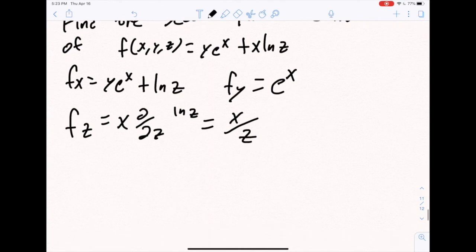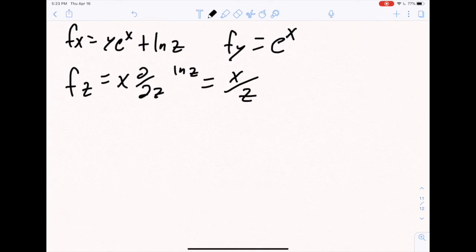With that in mind, let's focus on the 9 second-order derivatives. fxx. Okay, so we're taking fx and taking its derivative with respect to x. So natural log of z now is just a constant. We don't worry about it. Its derivative is 0, so the only thing we have to worry about is y times e to the x. But because y is a constant, the derivative of a constant times e to the x is just that constant times e to the x.